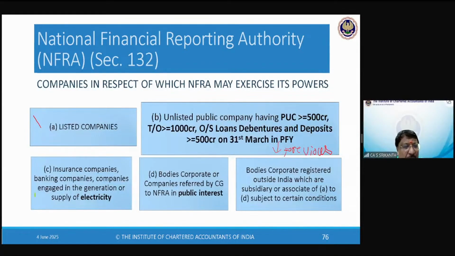Insurance companies, banking companies, companies engaged in the generation or supply of electricity. See, only B has a monetary ceiling. A, C, D, E, just if they satisfy the requirement, they are out, whatever may be the turnover, etc. Listed company, insurance company, bodies corporate or companies referred by central government to NFRA in public interest. Central government decides, these fellows, you go and check up.